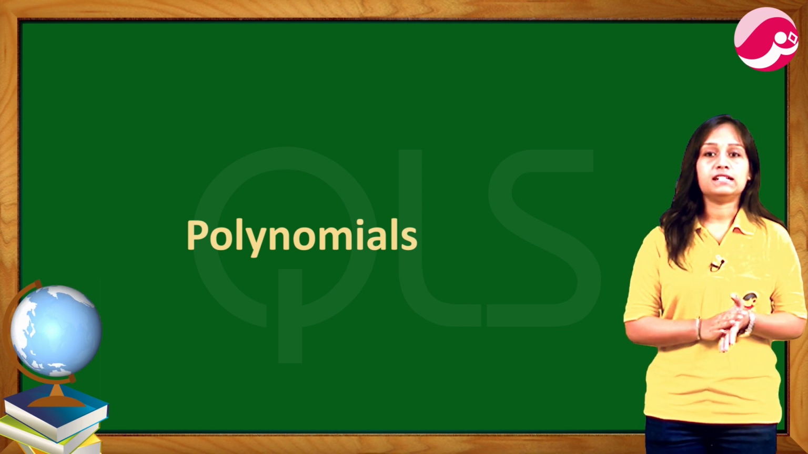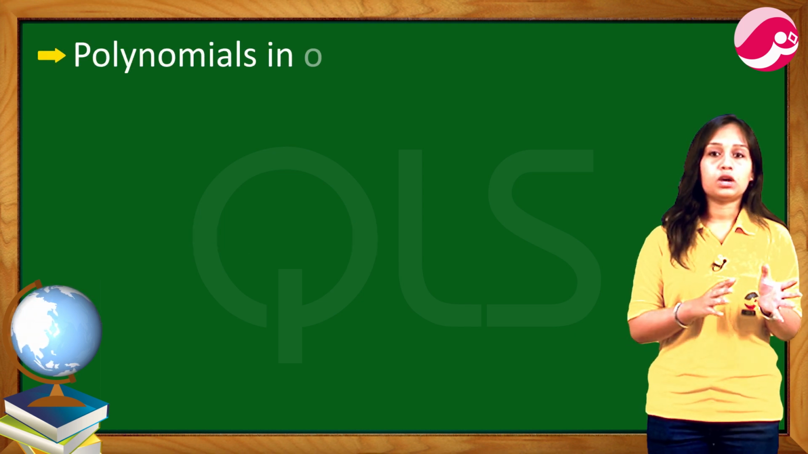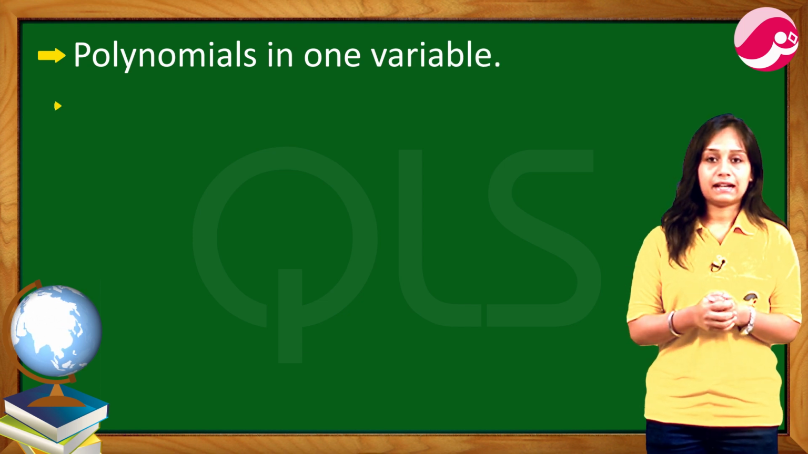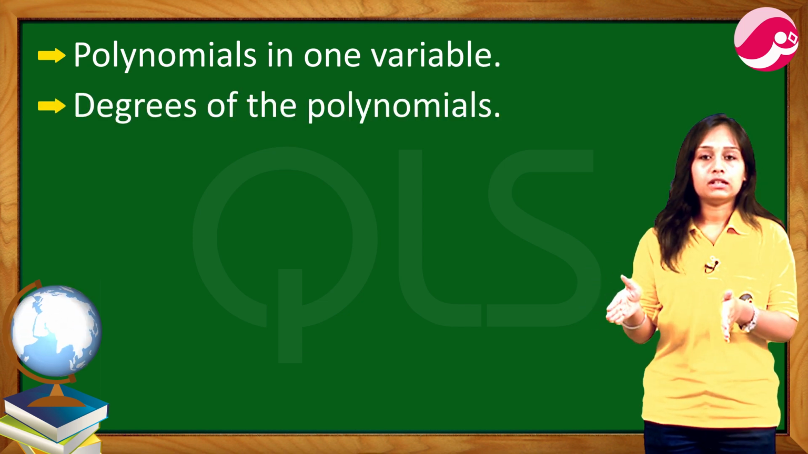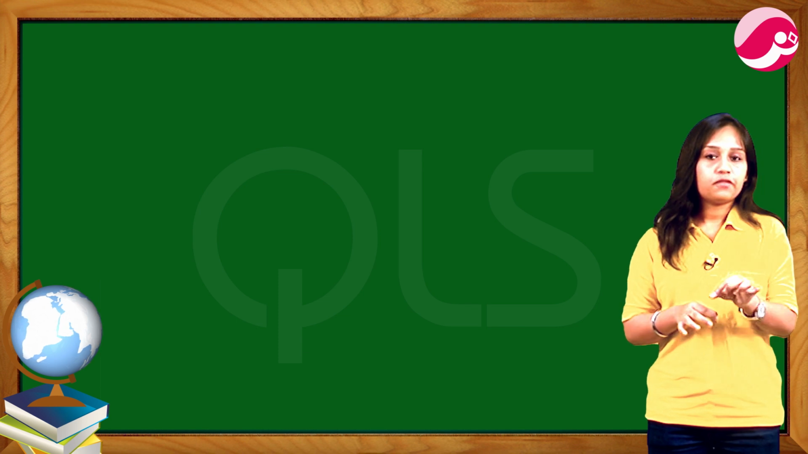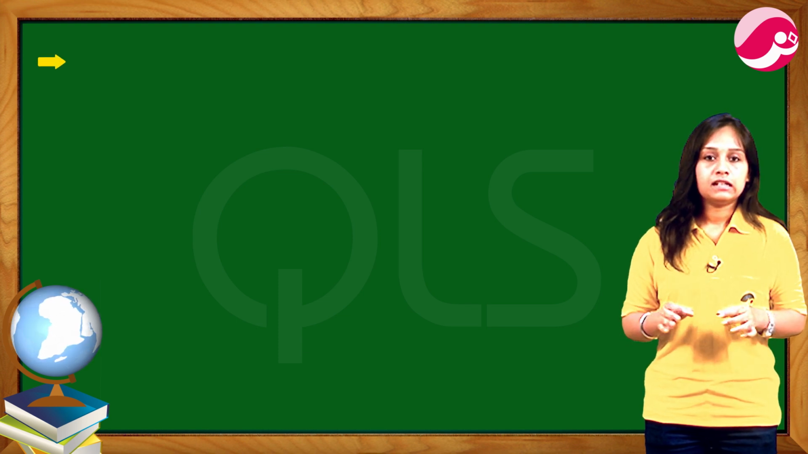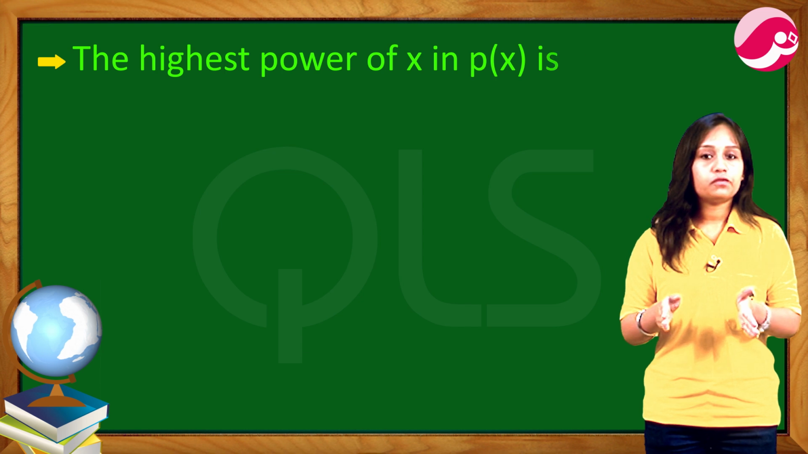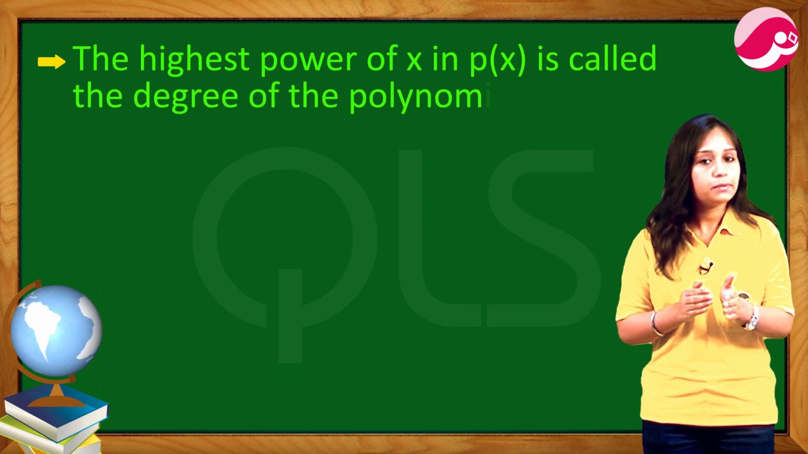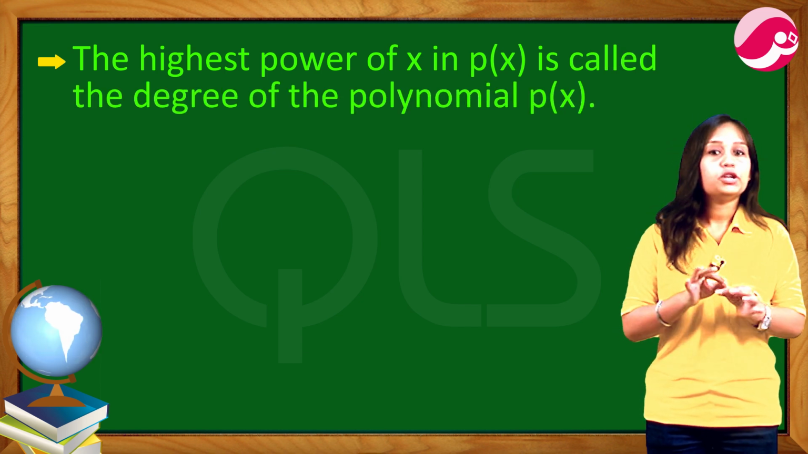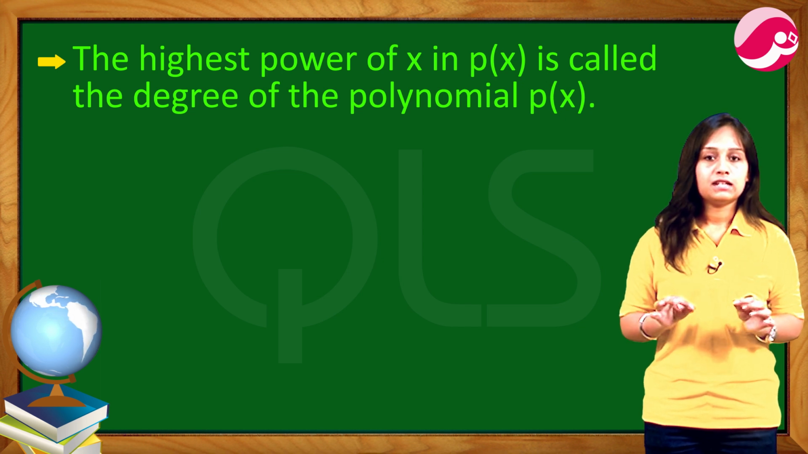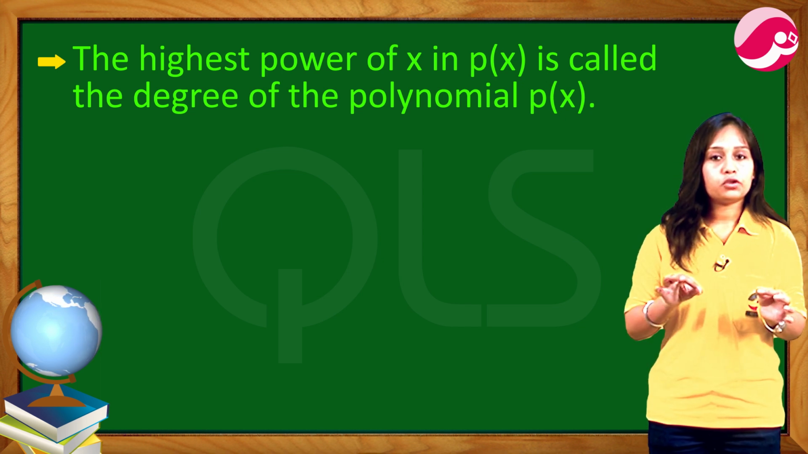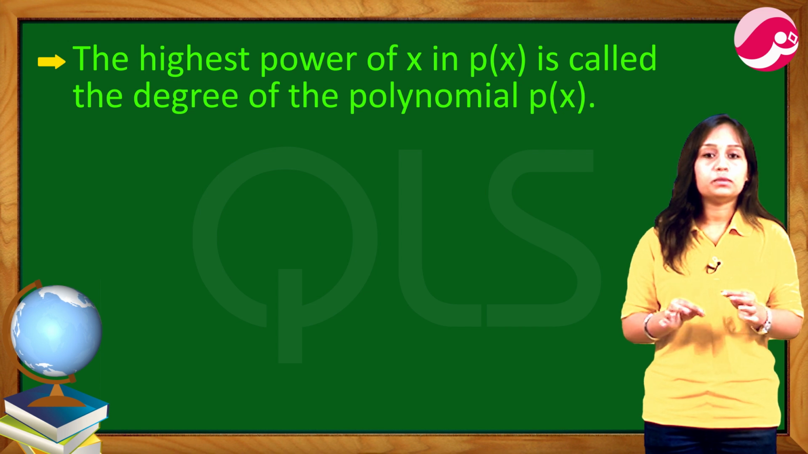So friends, in class 9th, you have studied polynomials in one variable and their degrees. Recall that if p of x is a polynomial in x, the highest power of x in p of x is called the degree of the polynomial p of x. I repeat, if p of x is a polynomial in x, the highest power of x in p of x is called the degree of the polynomial p of x.